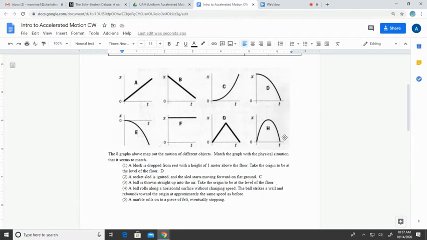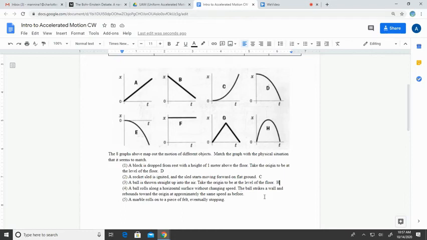The graph that works for that is H, because H is showing in the beginning something that is moving in the positive direction, so it's going up, but it is also getting less and less steep, which means it is slowing down. And of course, the second piece, it's now starting to speed back up because it's getting steeper and steeper, and it's moving in the negative direction. So that's the only one that works.